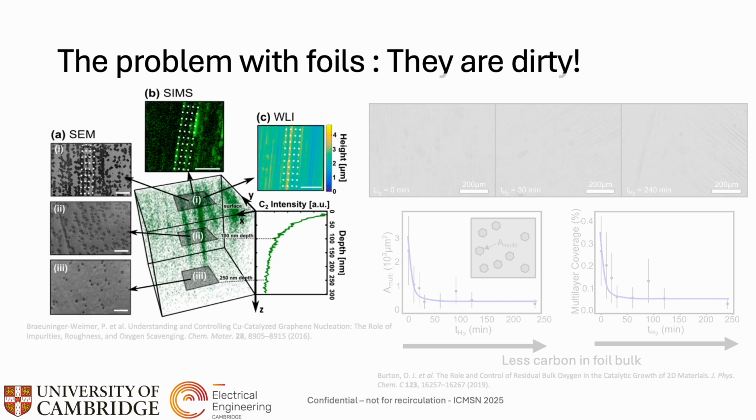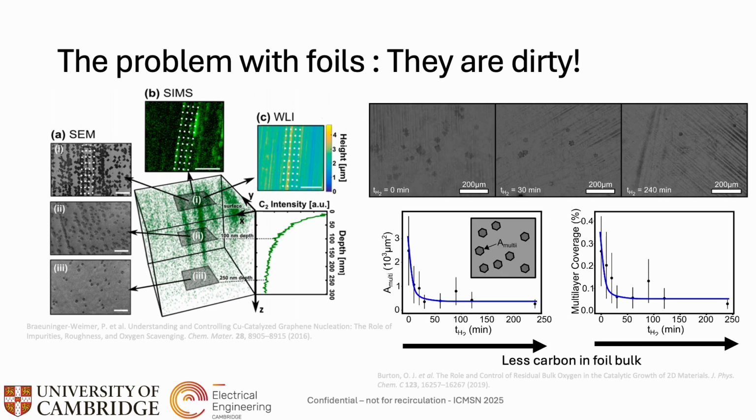As the title suggests, they're dirty, they're also rough. White light interferometry shows height variations on the order of microns, and secondary ion mass spectrometry shows heavy carbon contamination on the commercially available foils. And the manufacturing process used to create these foils basically prints the carbon into the rolling lines. These rolling lines, with their increased carbon content, preferentially nucleate graphene, and it makes it very difficult to control the nucleation density itself.